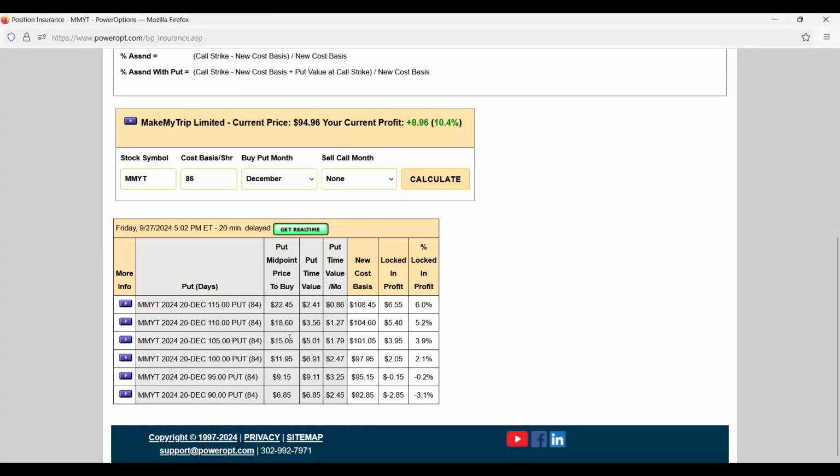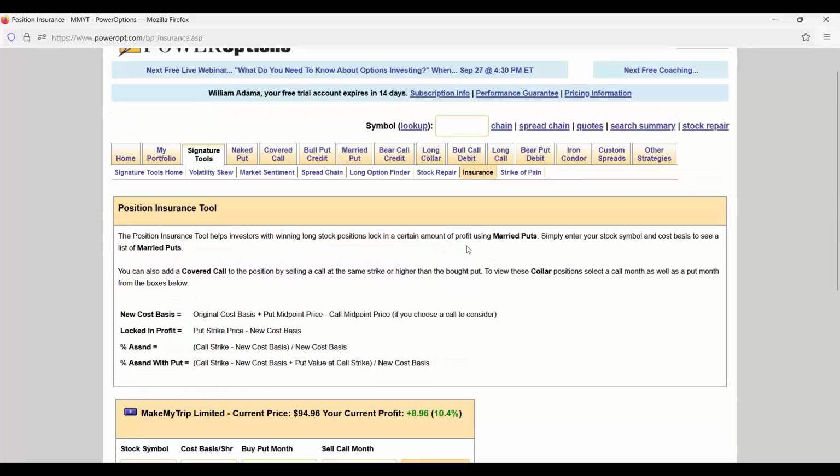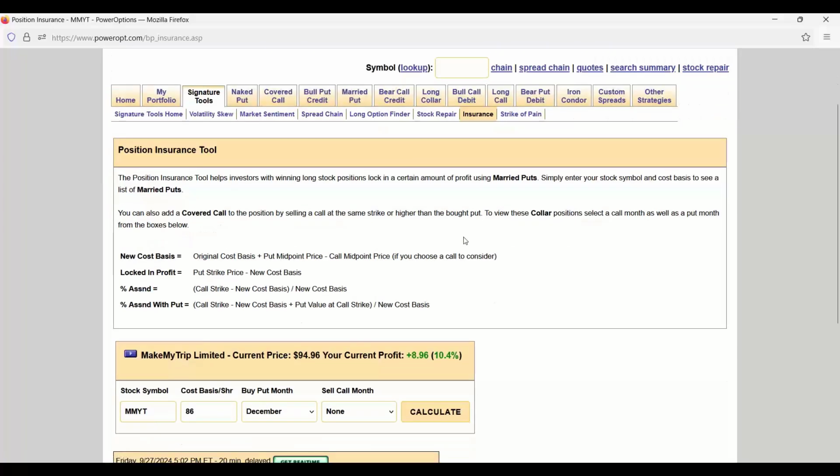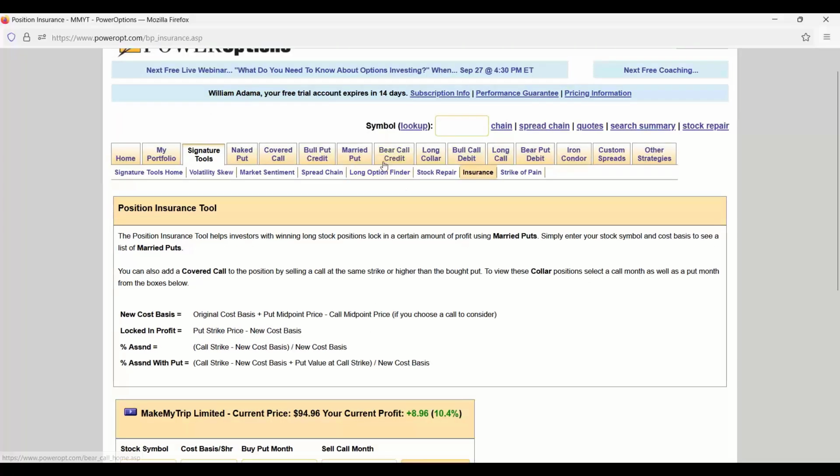But again, these are just some of the put options that are available to lock in some of your unrealized gain, go through earnings, go through the unknown of the election coming up, and other details. The stock insurance tool: even unrealized gain on your stock, you want to protect it. This is what you can do. The stock repair tool, we saw that.